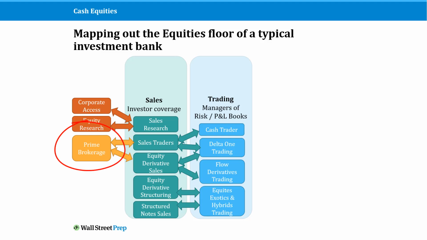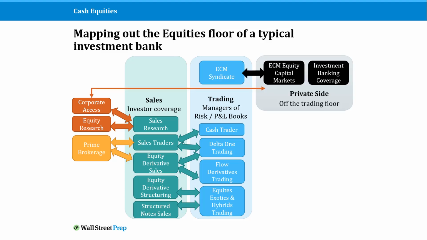In yellow, we have prime brokerage, which is a key relationship manager for hedge funds, which we'll talk about in our prime brokerage course for those of you continuing on to that. And in orange, we have equity research and corporate access, which are key product partners that the sales research teams work with. Next, we have the team that brings the IPOs and works with issuer clients.